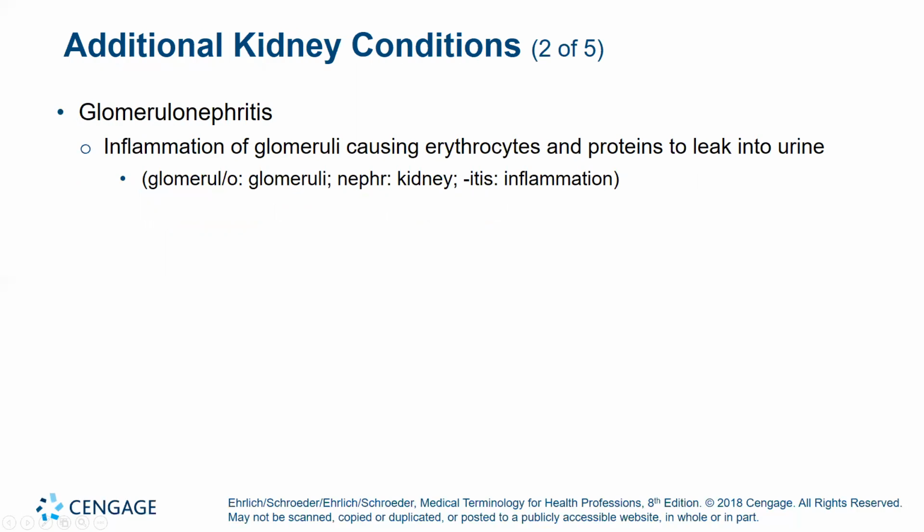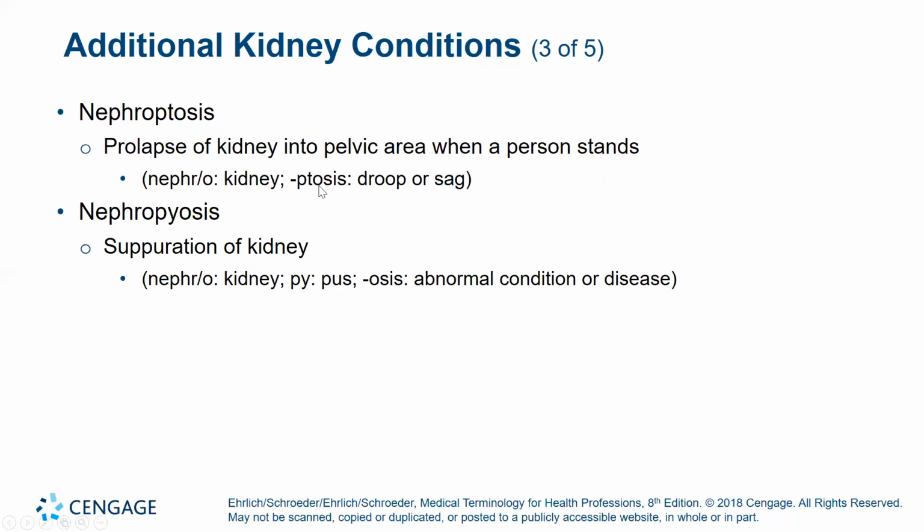Glomerular nephritis is inflammation of glomeruli, causing erythrocytes and proteins to leak into urine. Again, we can break this down. Itis is inflammation, nephro is kidney, and glomerulo is glomeruli. We have nephroptosis. This is prolapse, drooping or sagging of the kidney. Nephro is kidney, ptosis is droop or sag.